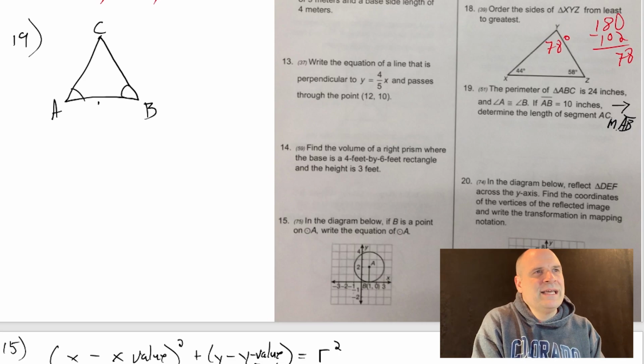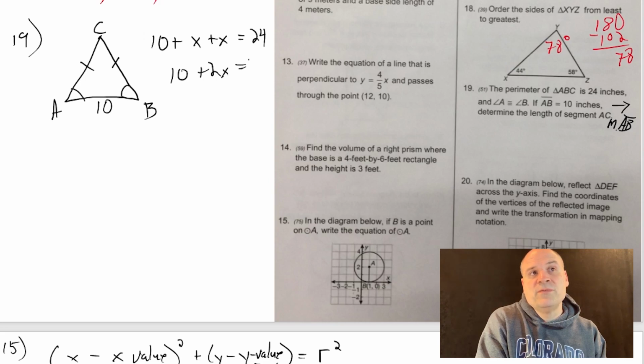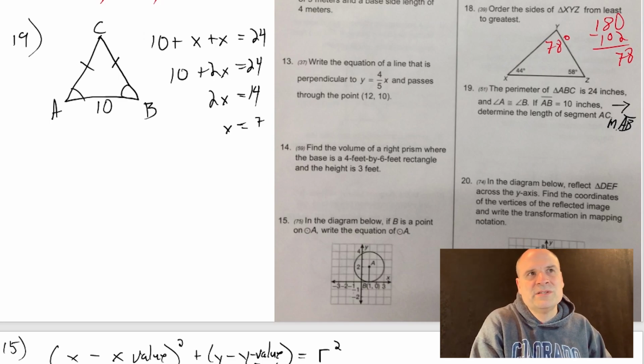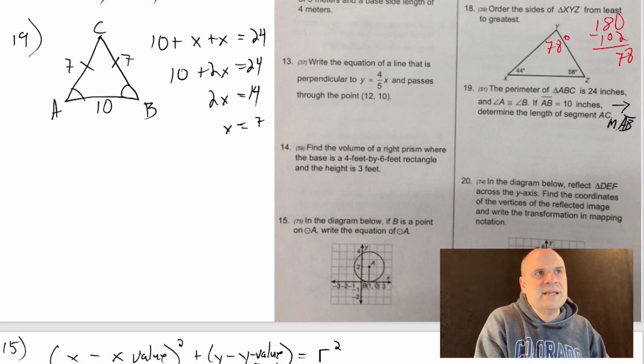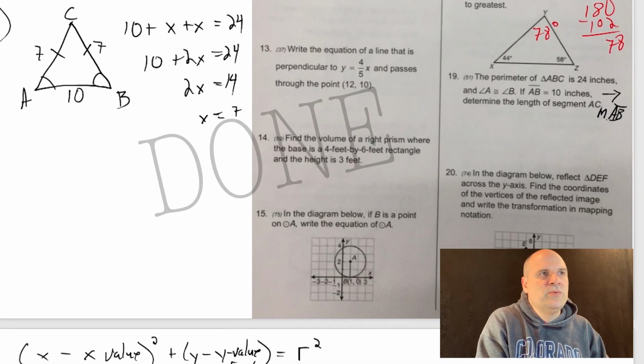Okay, so if this is 10, and the whole perimeter is 24, well, we do know that these two are the same, so we're gonna say 10 plus these two sides, x plus x, equals 24. So 10 plus 2x equals 24. You could probably just figure this out yourself. So x has to be 7. All right, let's just check that to make sure. All the sides, so if this is 7, and this is 7, 10 plus 7 is 17, plus 7 is 24. Boom, done.